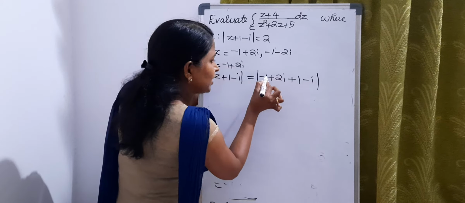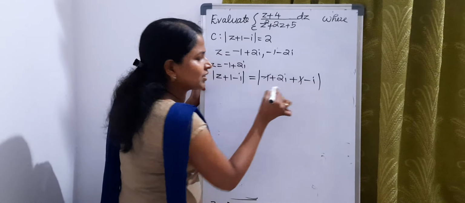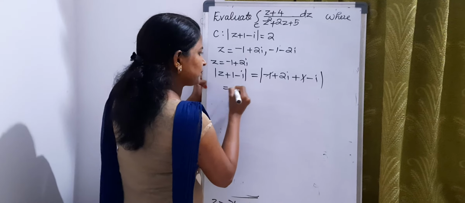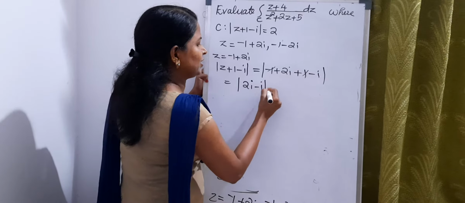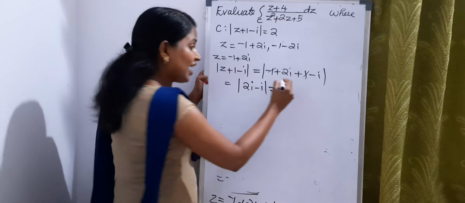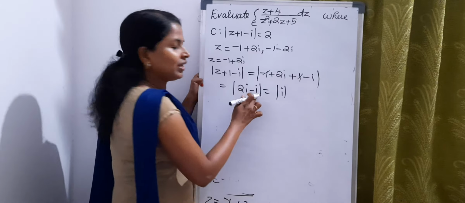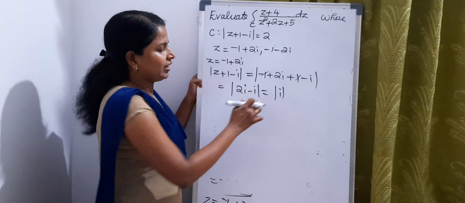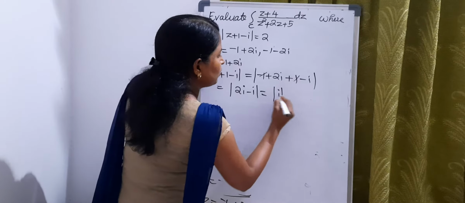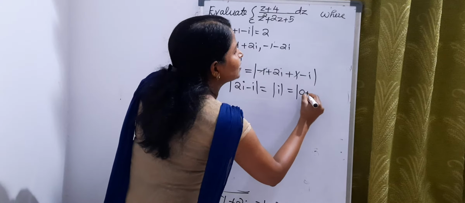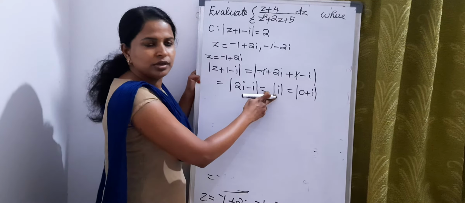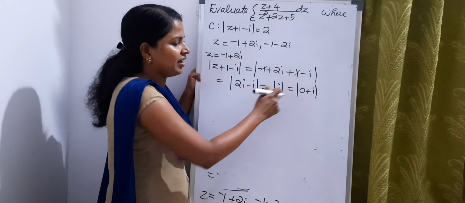Listen, -1 + 1 is 0. We get the modulus of 2i - i. What is 2i - i? It's i. 2i minus 1i is 1i. So the modulus of i. What is i? i is 0 + i. The real part is 0. Here only the imaginary part, 1i.